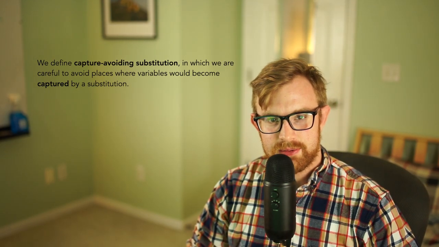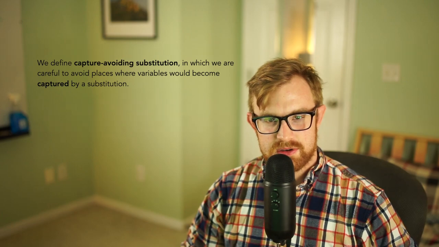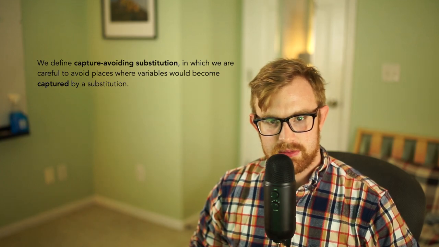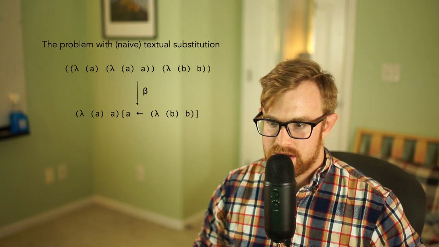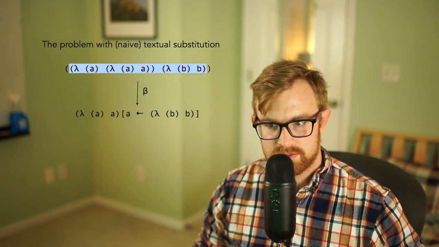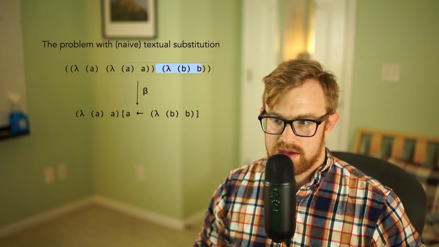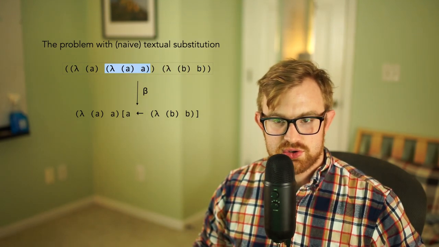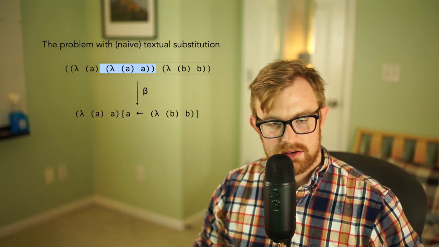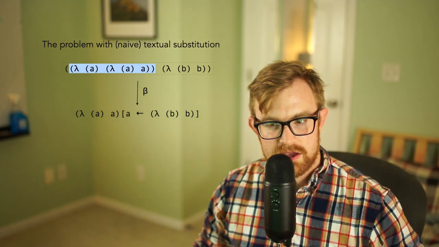All right, so now let's talk about how we can implement what's called capture avoiding substitution. This substitution operator is going to be useful when we actually try to implement the beta rule in the lambda calculus. So first, let's discuss what the problem is with naive textual substitution. So I've got this expression up here, and I want you to think very carefully about what this expression should do. Here, I basically want to take this argument, this lambda b b, and I want to essentially drop it on the ground and just forget about it because I'm rebinding a using the second lambda inside of this first lambda right here.